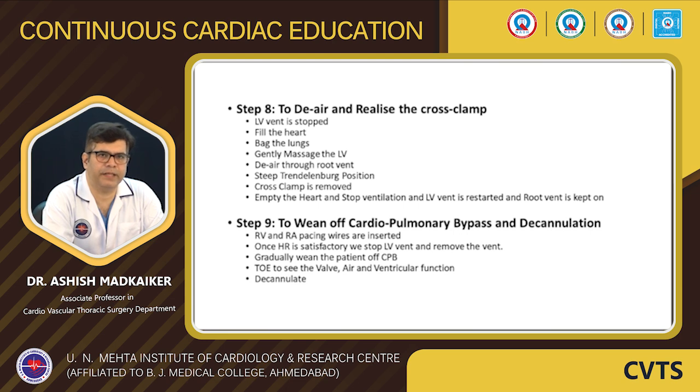Again, we empty the heart immediately to prevent distension. We stop ventilation, the LV vent is restarted, and the root vent is kept on for de-airing. And immediately we place RV and LV pacing wires. We ensure that the heart rate is satisfactory, and we stop the LV vent, gently load the heart, and then gradually wean the patient off CPB.